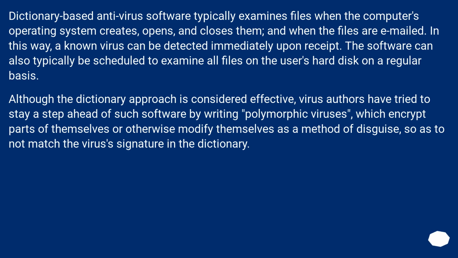Dictionary-based antivirus software typically examines files when the computer's operating system creates, opens, and closes them, and when the files are emailed. In this way, a known virus can be detected immediately upon receipt. The software can also typically be scheduled to examine all files on the user's hard disk on a regular basis. Although the dictionary approach is considered effective, virus authors have tried to stay a step ahead of such software by writing polymorphic viruses, which encrypt parts of themselves or otherwise modify themselves as a method of disguise, so as to not match the virus's signature in the dictionary.